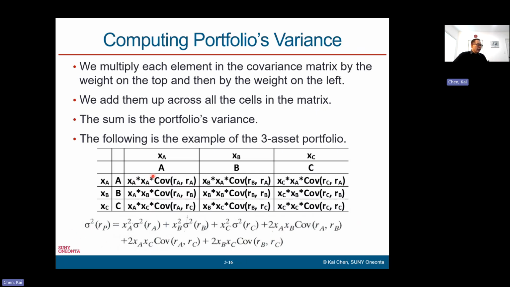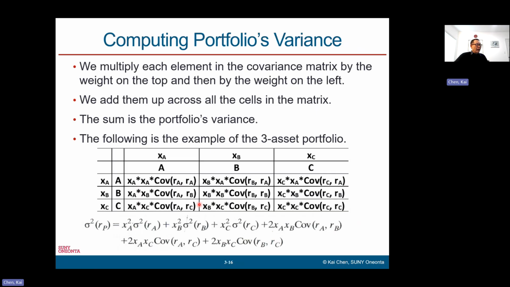So in the cell of column A and row A, we have the covariance between A and A. Then it is nothing but the variance of asset A, right? And XA times XA, that is XA squared. So we have the first term.